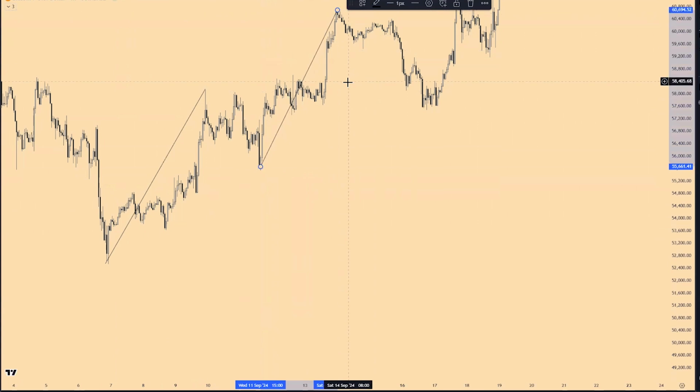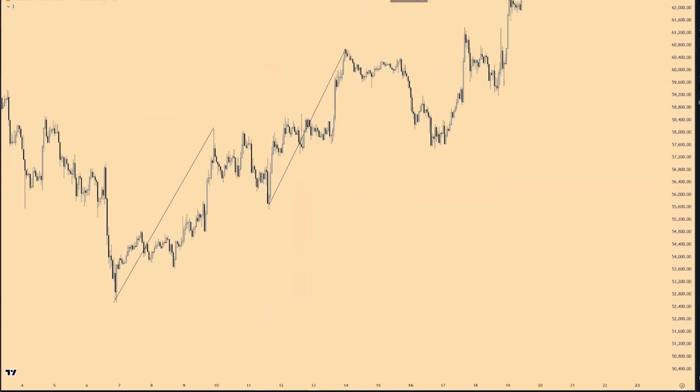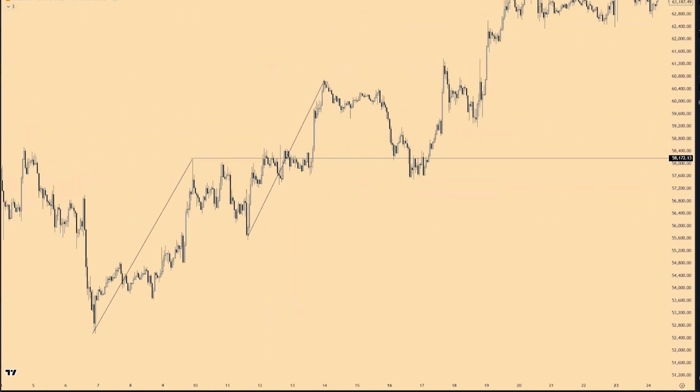So this corrective pullback comes after a particular high has been formed, you get a corrective pullback before price continues to move in the same direction. So while BTC was at 52,000, there was an expansion towards 58,000. They had a corrective pullback down towards 55,000, then an expansion towards 60,000.